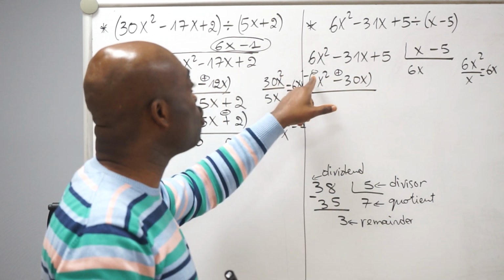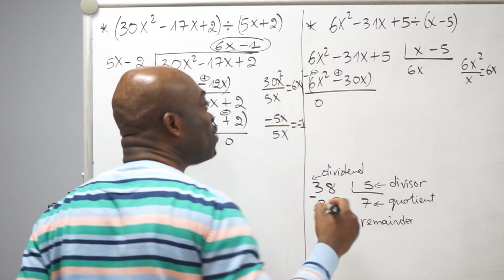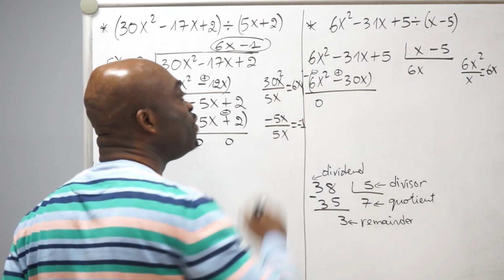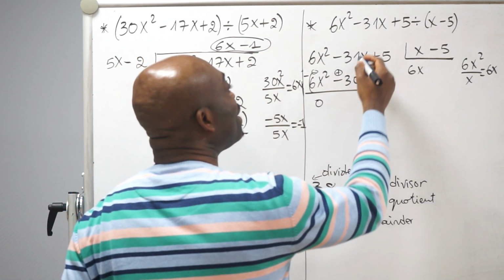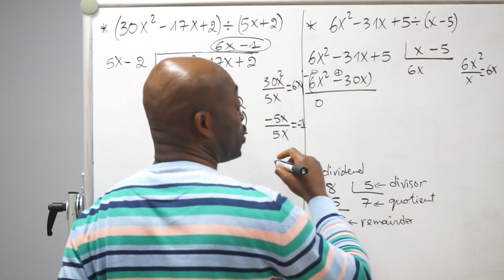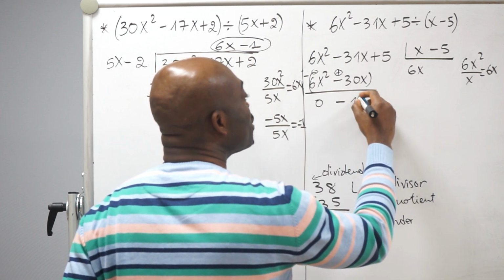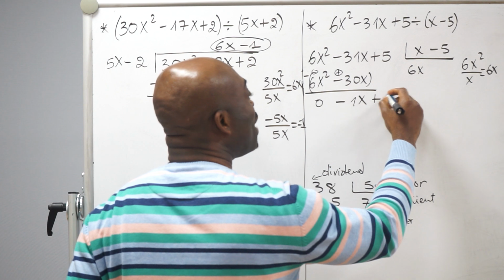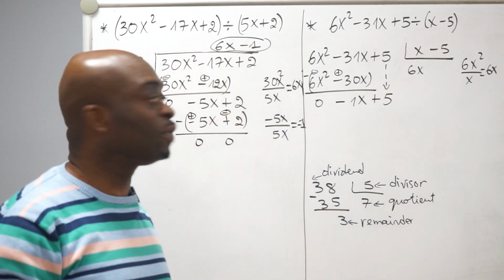So that 6x squared minus 6x squared is going to give us what? 0. Always, like we said, the first term we always get 0 once you operate it. Okay? And then negative 31x plus 30x is going to give us what? Negative 1x, or just negative x. Then plus 5 that you bring down. You bring this one down, okay?